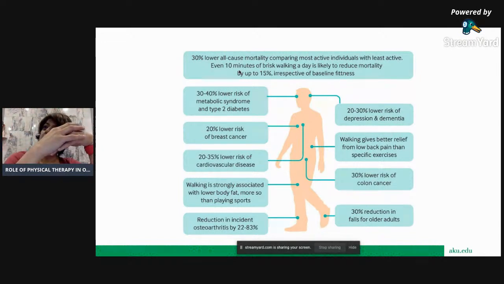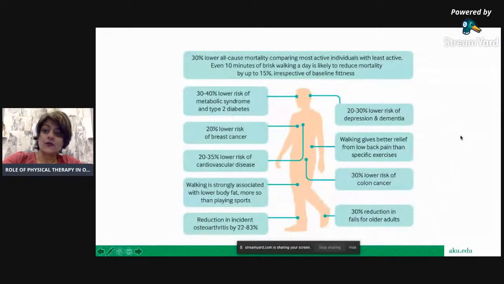and it can increase lifespan by 15%, regardless of what level of physical activity you begin with, whether you're obese or whether you're fit, okay? And I mean, this is self-explanatory. Not only will it help people lose weight, but while they engage in exercise and physical activity, their risk of depression and dementia is lower, their risk of colon cancer is lower, their risk of falling, especially for older adults, grandparents, is lower. The risk of incident osteoarthritis falls. The risk of cardiovascular disease falls. The risk of breast cancer falls. And the risk of metabolic syndrome and type 2 diabetes falls.